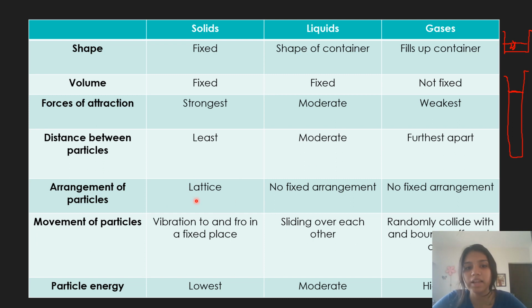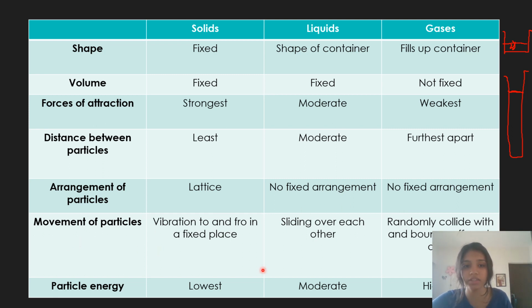Arrangement of particles. Now, a lattice is basically a three-dimensional arrangement, okay, which you will also learn about in chapter 3. But for now, you just need to know that the particles in a solid are held together by a three-dimensional lattice. Liquids have no fixed arrangement. Why? Because they take the shape of the container that they are placed in. So there again, there's no proper arrangement. The particles just keep flowing and sliding. And gases again have no fixed arrangement because they spread out, they get compressed. There's no fixed volume, no fixed shape.